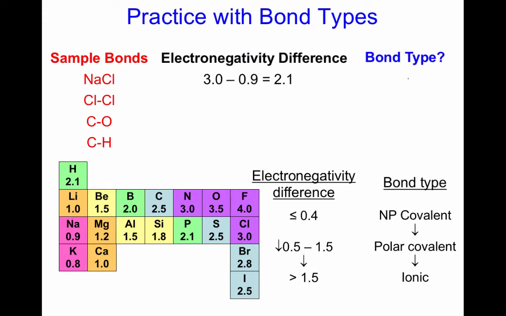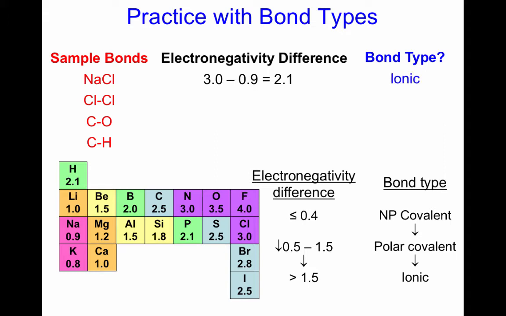Sodium has an electronegativity of 0.9. Chlorine has an electronegativity of 3. The difference is 2.1. You notice how chlorine's electronegativity came first. The reason why is because you never want a negative number, so you're always going to take big minus little. So 2.1 is definitely greater than 1.5, therefore it's ionic, but we already knew that because it was a metal and a nonmetal. So that's ionic.